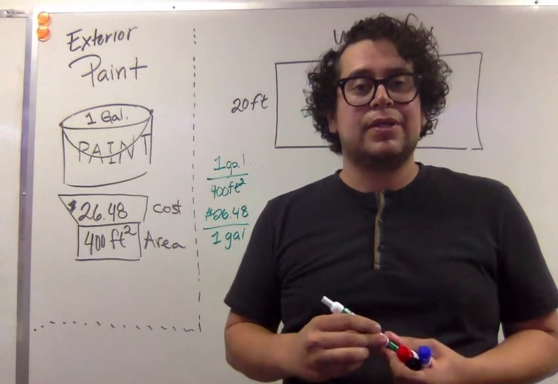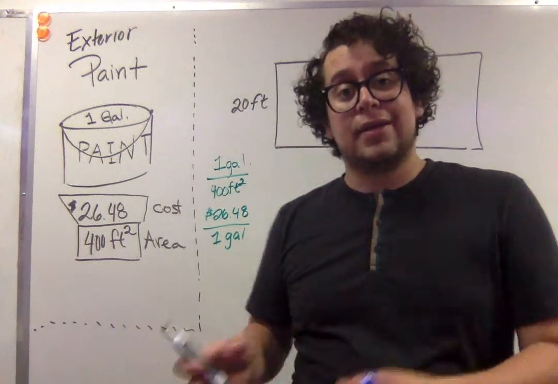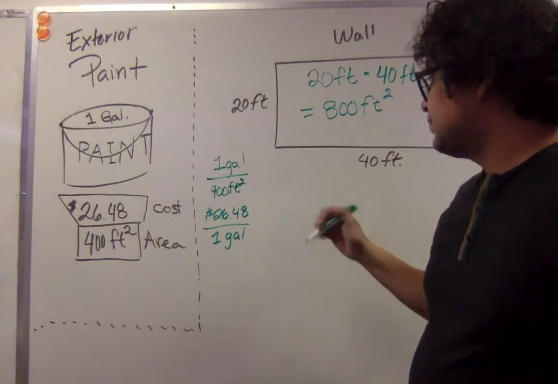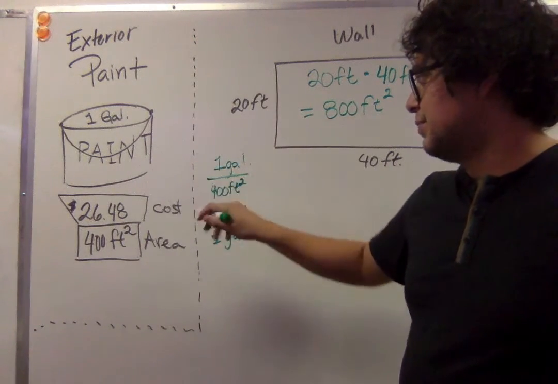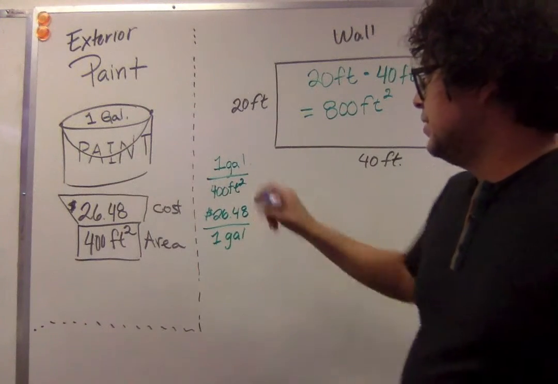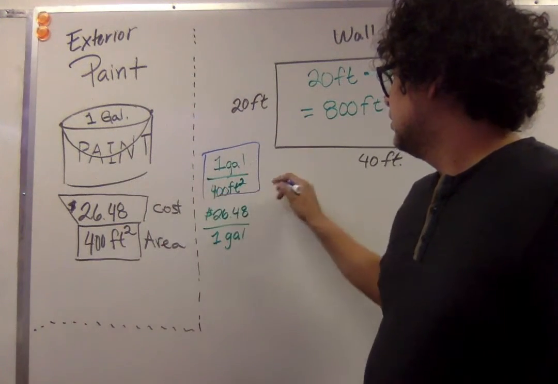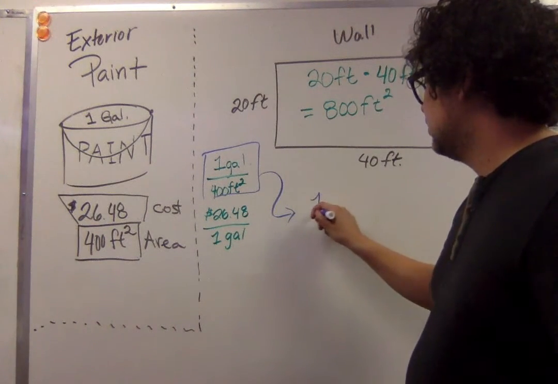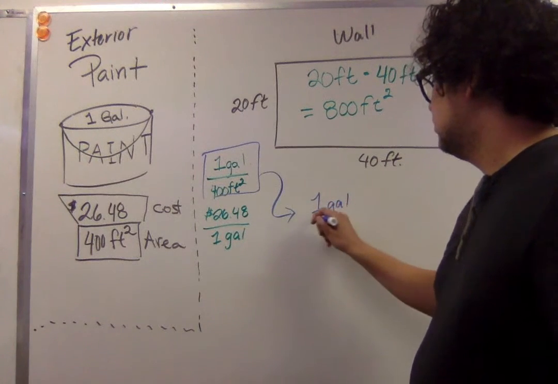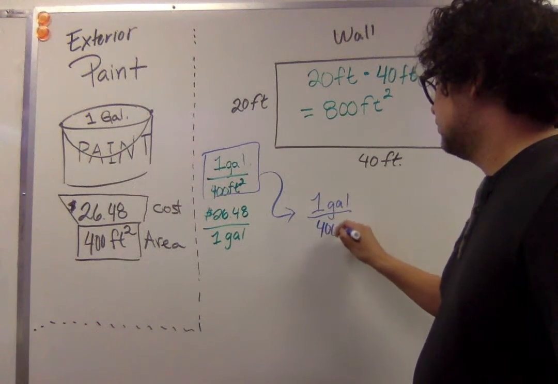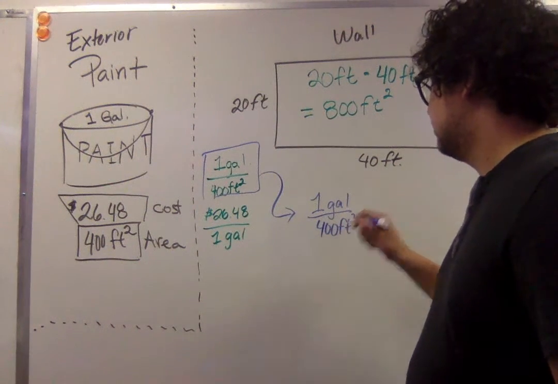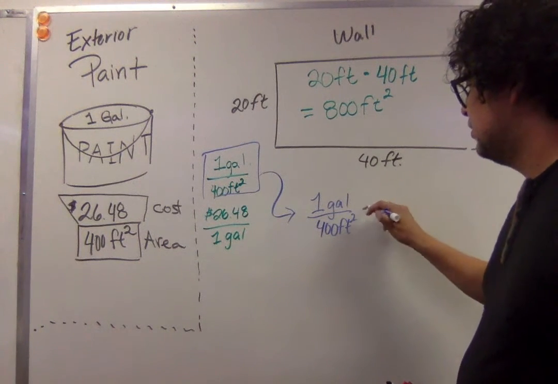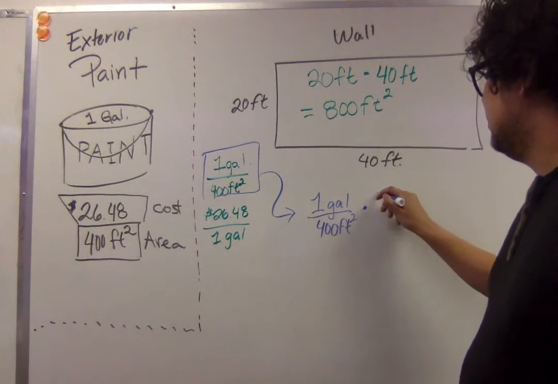So the next thing I want to do is figure out the amount of gallons and the cost. And to do this, I'm going to take first my area and I'm going to multiply it by my first ratio here. Okay? So I'm going to take this ratio and bring it over here. And I'm going to say, okay, 1 gallon over 400 feet squared. All right? So that's my ratio. And what I'm going to do is multiply it by 800 feet squared.